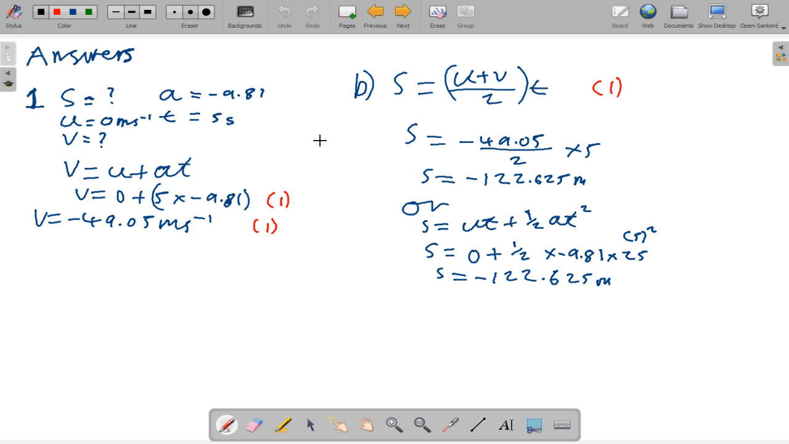So for question 1, part A, you use v equals u plus at, with u being 0 and a being minus 9.81 and t being 5, as the skydiver is going downwards. When it's going downwards you take up as positive in the equations of motion, so you have a minus there. If you did it the other way, that's okay, but usually in exams they like you to take upwards as positive, so downwards is always negative.